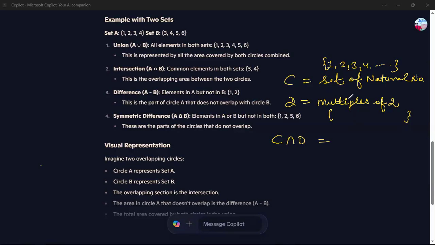It depends on whether we are multiplying positive integers only. Yes, we can consider negative values as well: -8, -6, -4, -2, then 0 also, 2, 4, 6, 8, and so on up to plus infinity. Then C intersection D will be the set of positive multiples of 2. Right. Very good.